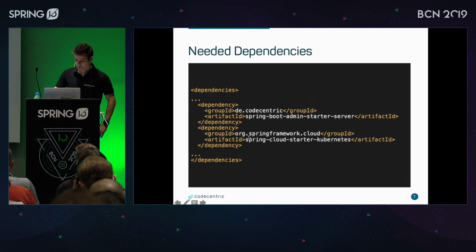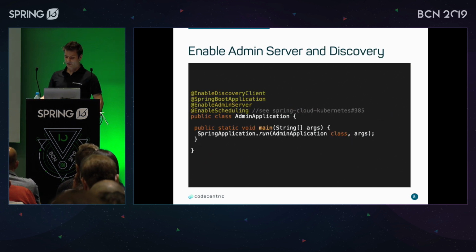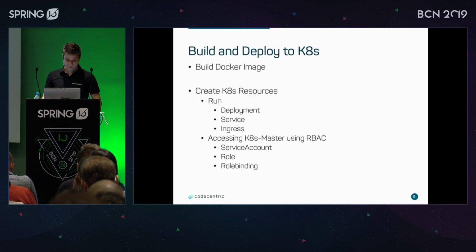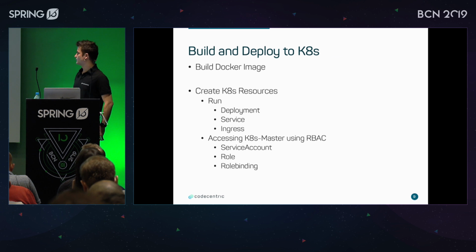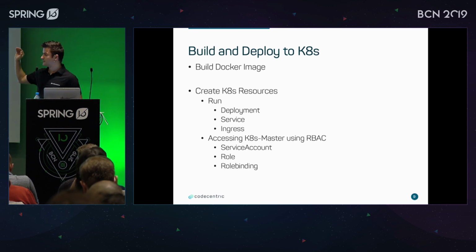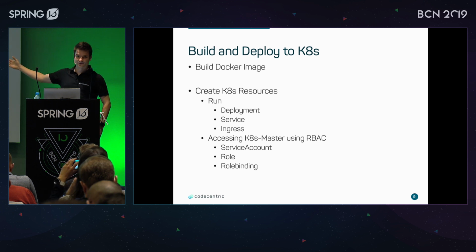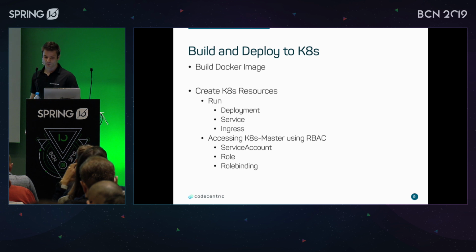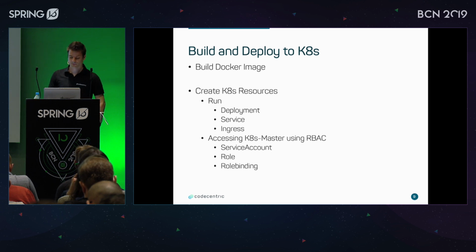A short recap. We added the dependencies. We enabled the admin server, the discovery client, and the scheduling, which I have not shown. We need a Docker image, a deployment, a service, an ingress for admin, and we have to set up the role-based access control for the admin.